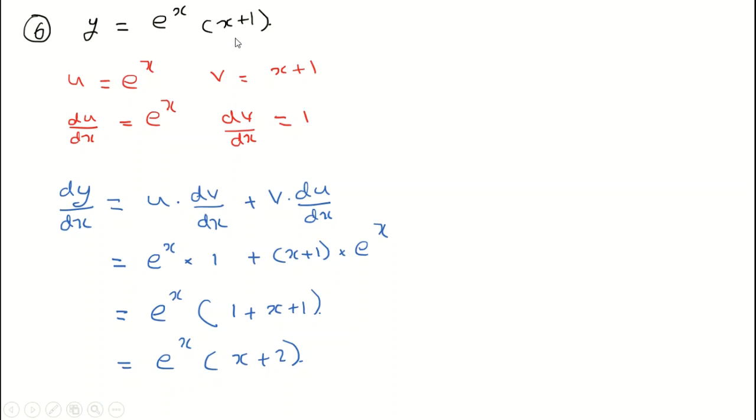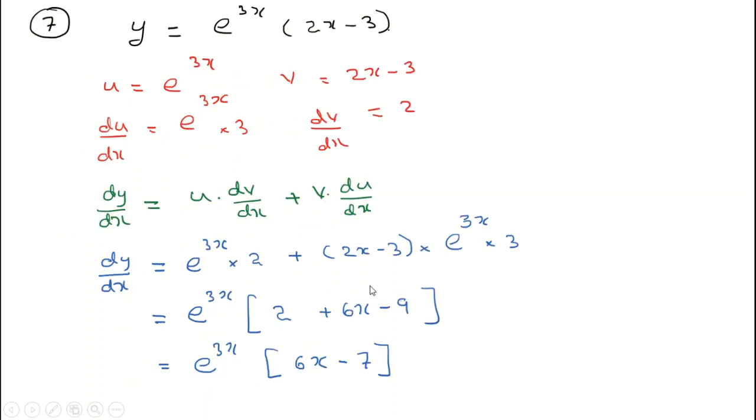We'll do this example also. Y equals e to the power x times x plus 1, u equals e to the power x, v equals x plus 1. du over dx is e to the power x itself, dv over dx is equal to 1. Then e to the power x into 1, plus x plus 1 into e to the power x. E to the power x is common. Then e to the power x times x plus 2.